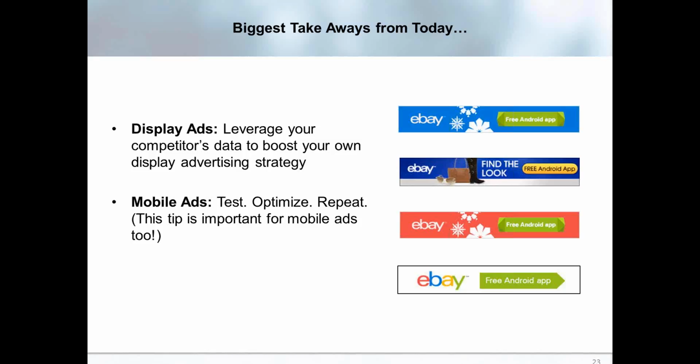And on the mobile side, it's really just about testing, optimizing, and repeating. I know this was a display tip as well, but especially with mobile in the new marketplace where things are changing so quickly, if you can take tips like simple messages, a clickable call to action, and then quickly test different messages and different calls to action within ads with a lot of traffic, you can find something that really works for you and is very scalable and can provide a huge return on investment for you as you go and advertise.